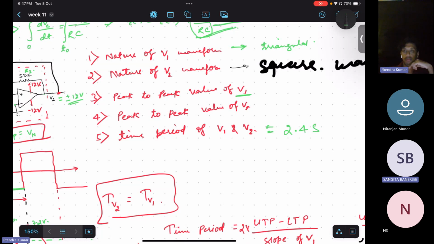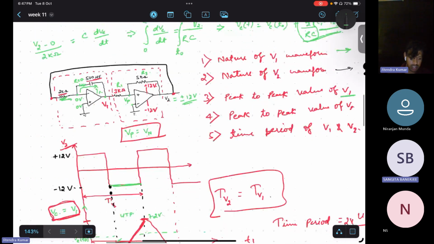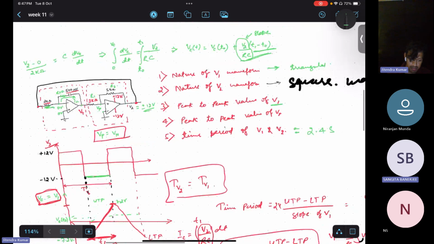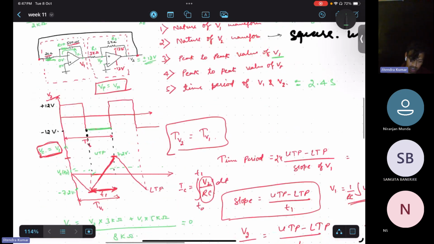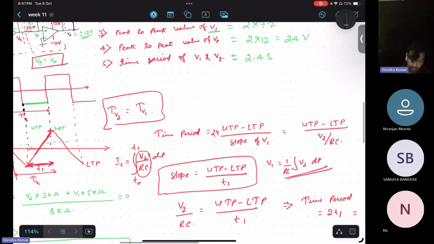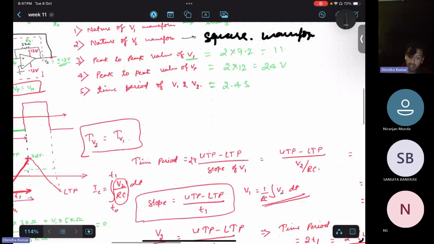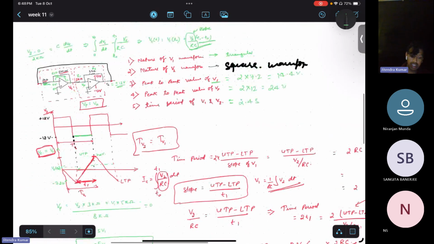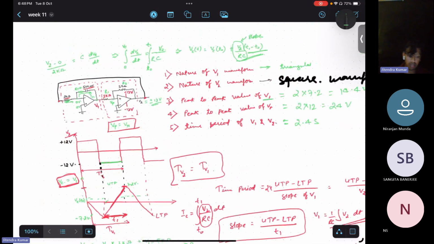Sir, for the square wave it will be 12 minus of minus 12, that is 24 volt, and this one we already know, 2 into 7.2. Yes. So V2 will be 2 times 12, which is 24 volt, and V1 will be 2 times 7.2, which we have calculated by the way, so that will be 14.4 volt. Okay, so we are done with this problem, isn't it?